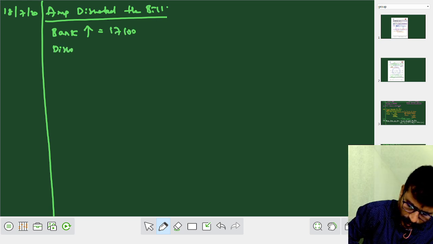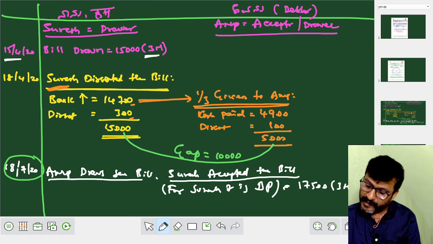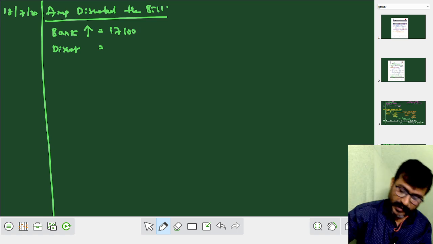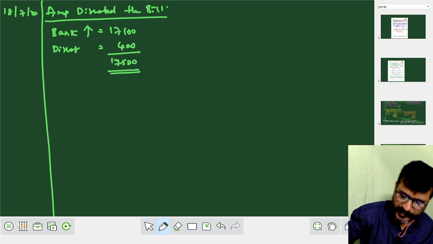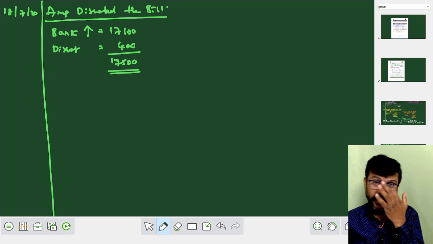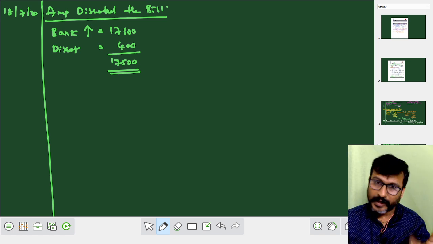Now the discount is how much? Discount is, the bill amount is how much? The bill amount is 15,000. Discount comes to 400. So let me write 17,500. Did you understand? Now Anup discounted the bill.